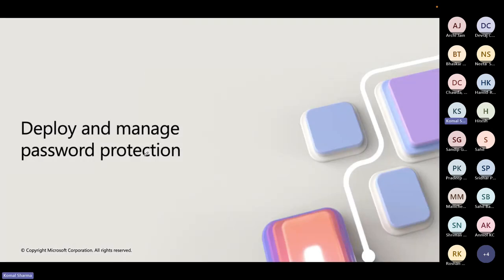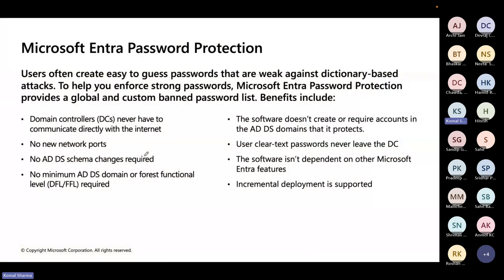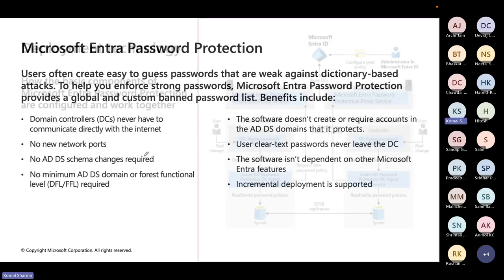Now let's understand password protection, how we can deploy it and manage it. Password protection is a very good feature of Entra, designed with some principles, like domain controllers never have to communicate directly. No new network ports are open on the DC and no ADDS schema changes are required, and the software uses the existing ADDS container and service connection point schema object.